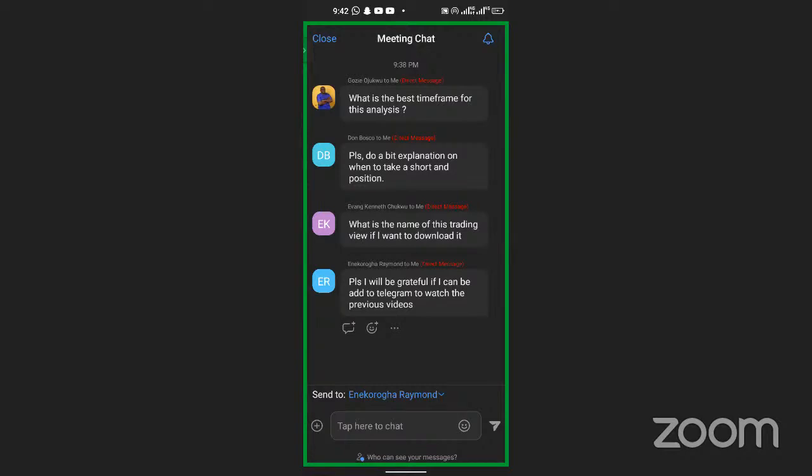Please explain when to take a short position. Okay, same thing goes for a short position. I'll explain a short position real quick now.